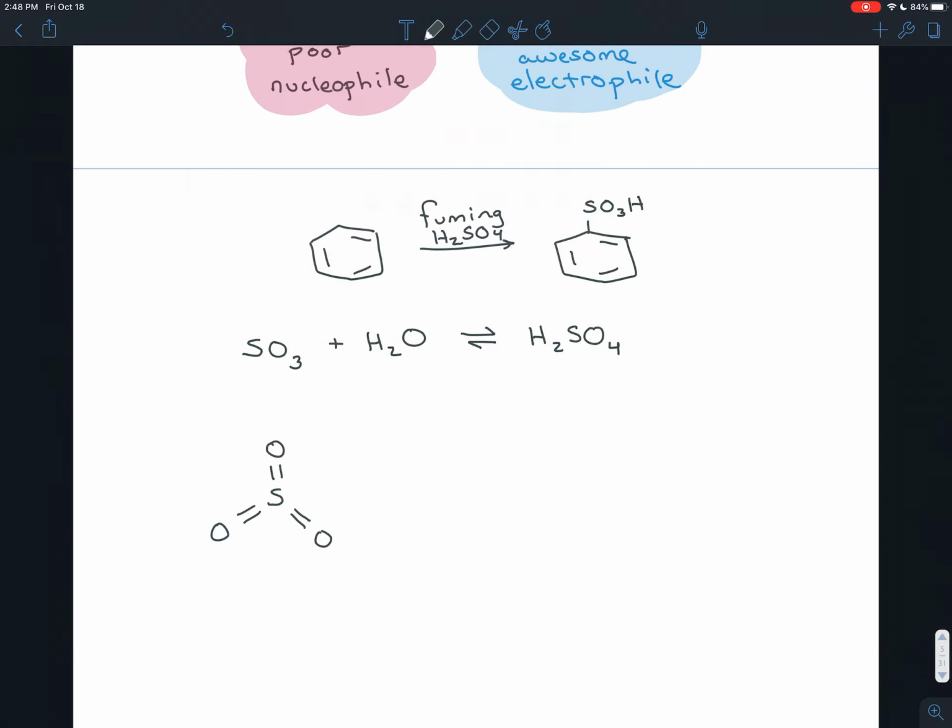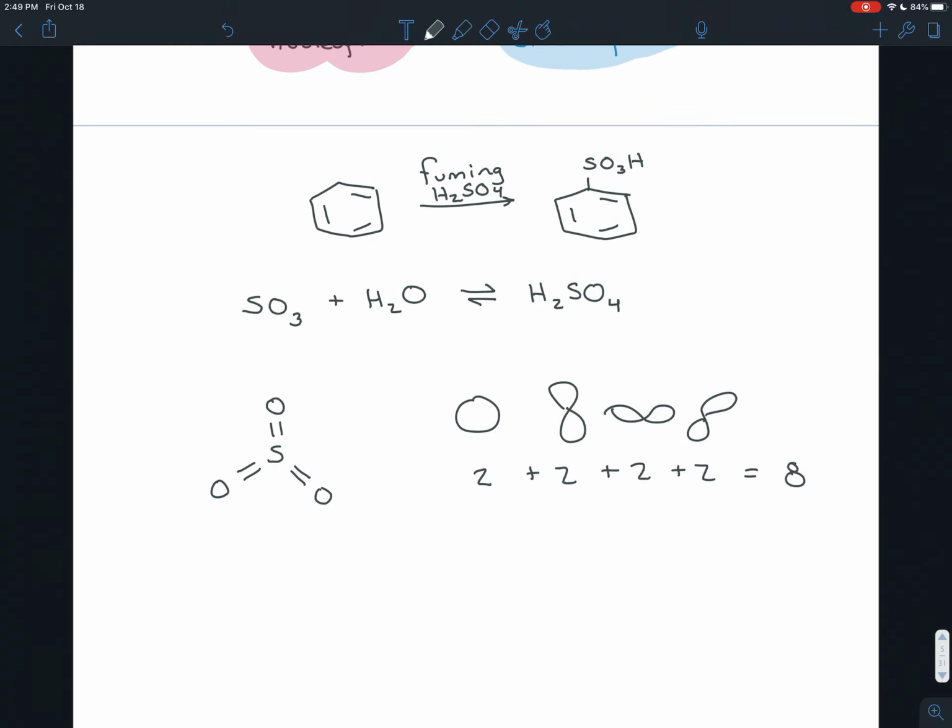The octet rule is only strictly true for atoms in the second row of the periodic table. It's coming from the fact that you have one s orbital and 3 p orbitals, the px, py, pz. So each of these can hold 2 electrons. So 2 in the s, 2 in the py, 2 in the px, 2 in the pz.